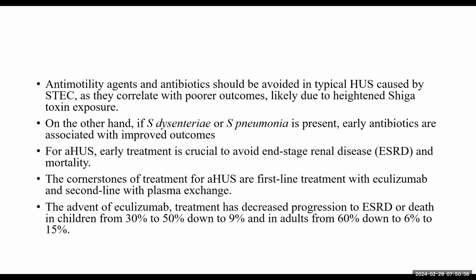The cornerstone of treatment of patients with atypical HUS is first line treatment with eculizumab and second line plasma exchange. With the advent of eculizumab, treatment with these monoclonal antibodies has decreased the progression to end-stage renal disease and death. The use of this drug has been found to be beneficial, and it reduces the poor outcomes seen in this group of individuals.